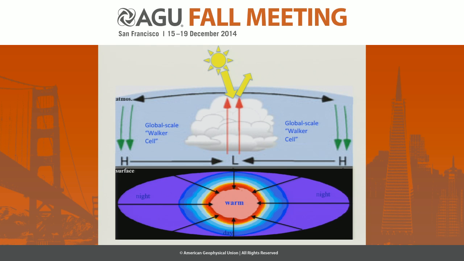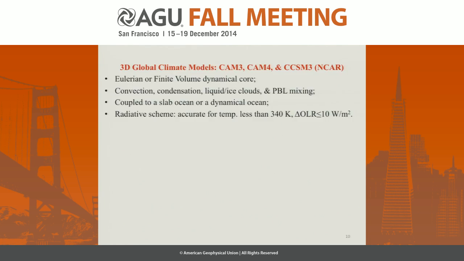On slowly rotating planets, the circulation is like a global Hadley circulation. It's upwelling on the day side and downwelling on the night side. I will talk more about details of this mechanism and how we do the simulation in the next slides.